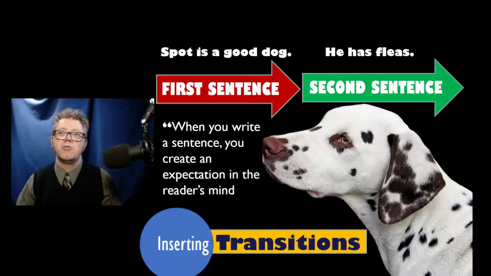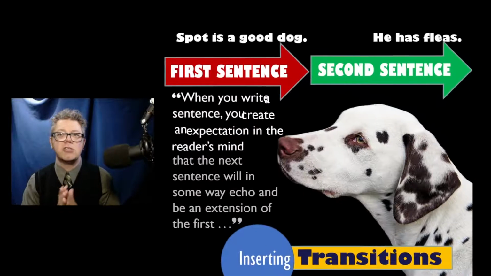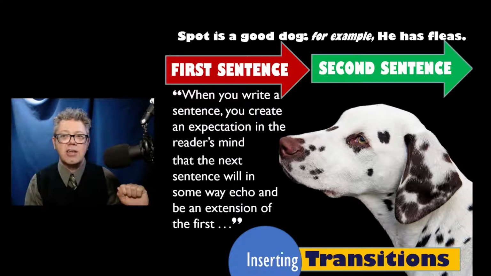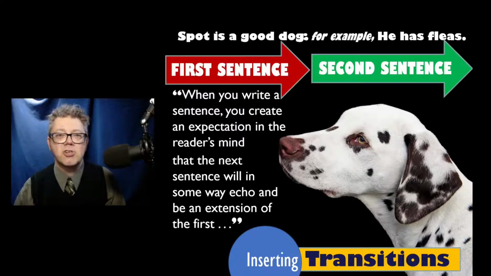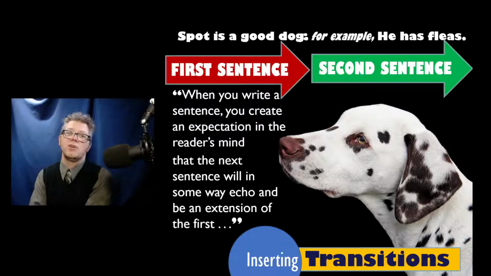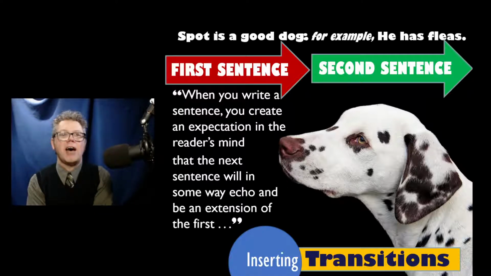So again, when you write a sentence, you create an expectation in the reader's mind. And how does this sentence end? That the next sentence will in some way echo and be an extension of the first. But again, this chapter says, hey, insert transitions. And I get students inserting transitions willy-nilly without considering the consequences of those transitions. And so I end up with sentences like this. Spot is a good dog. For example, he has fleas. No, this is not helpful, right?